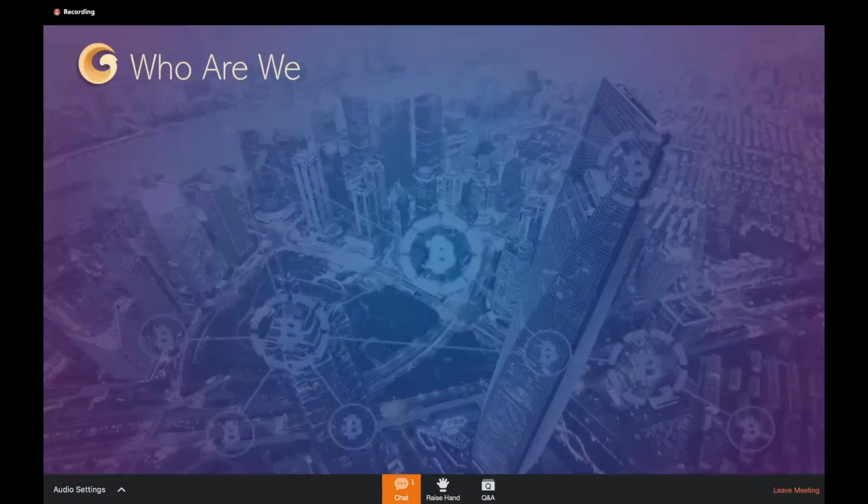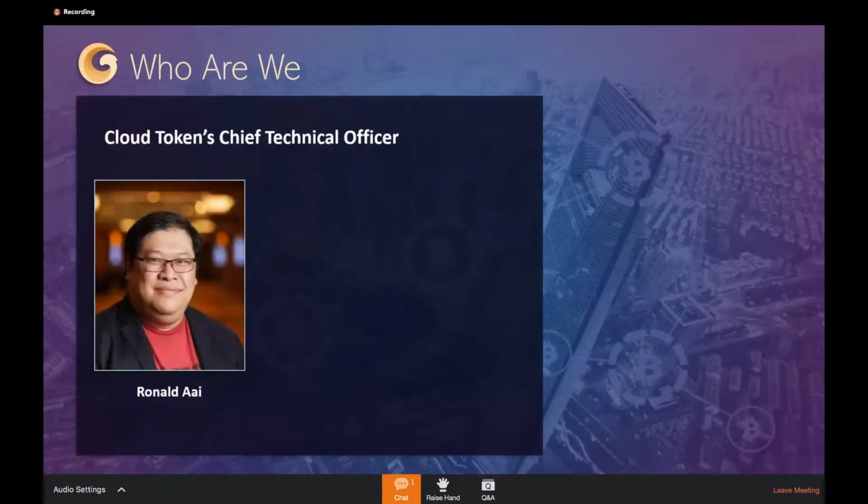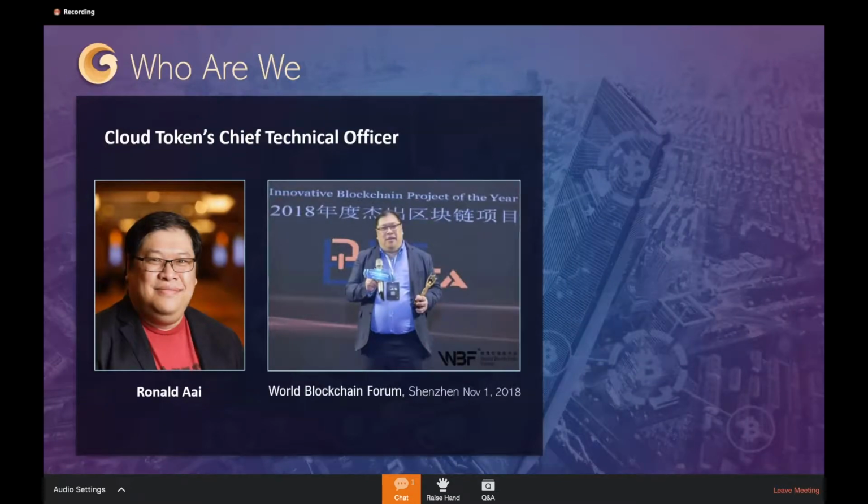First of all, let's talk a little bit about who we are. The Chief Technical Officer for Cloud Token is a gentleman by the name of Ronald I. Now, Ronald has been recognized for his work when it comes to fourth-gen blockchain, and specifically mobile-based payment solutions. In fact, he was recognized at the World Blockchain Forum in Shenzhen, China, just last year. This is about 6 months ago, that he won the Innovator of the Year award.